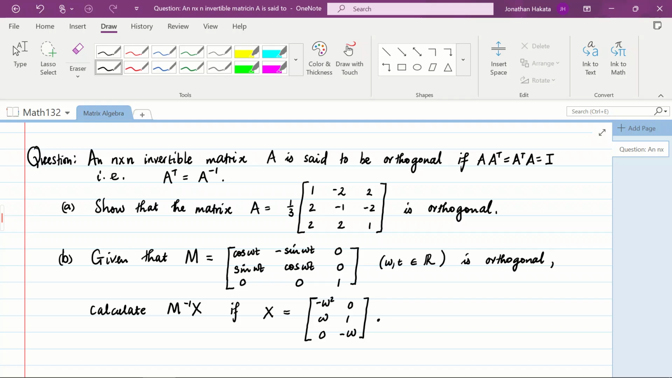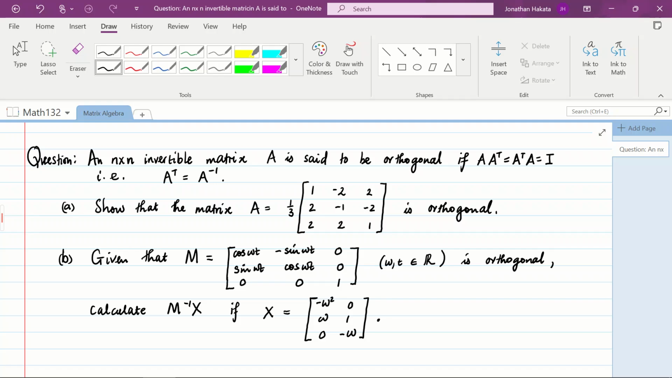So the question goes like, an n by n invertible matrix A is said to be orthogonal if A times A transpose is equal to A transpose times A, which is equal to the identity matrix I. That is to say, A transpose is equal to A inverse.